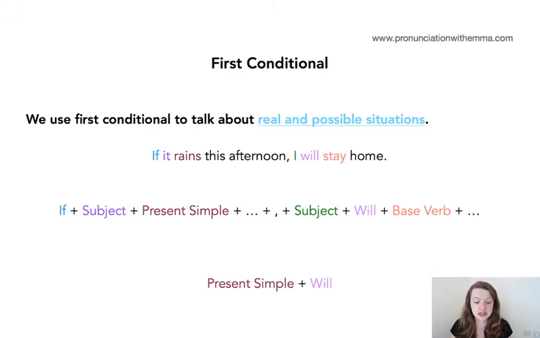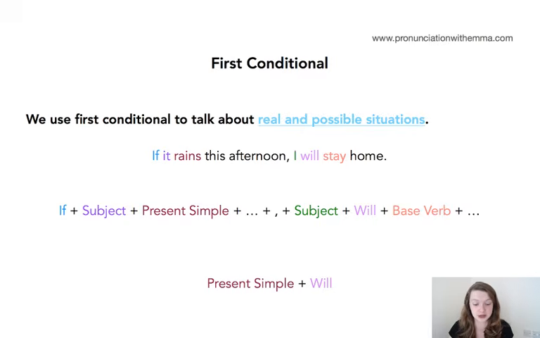So we use first conditional to talk about real and possible situations. If you want to talk about something imaginary and impossible, you would use a second conditional, okay? We will look at that another day. I think next week, it will be Monday. If I've got the time, of course, we will look at that. But for now, we're looking at real possible situations.